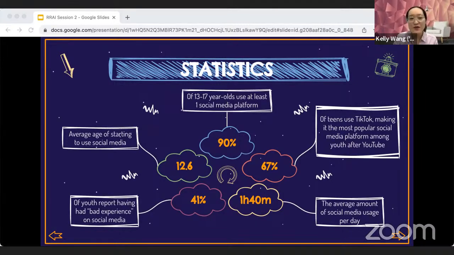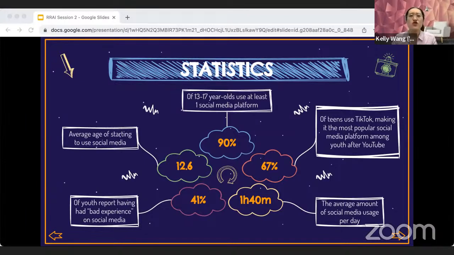In fact, 90% of 13 to 17-year-olds are active on at least one social media platform in the US. And the most popular platform is YouTube, and the second is TikTok, with about 67% of youth using it. Kids also tend to start using social media at an early age, with the average being 12.6 years old.